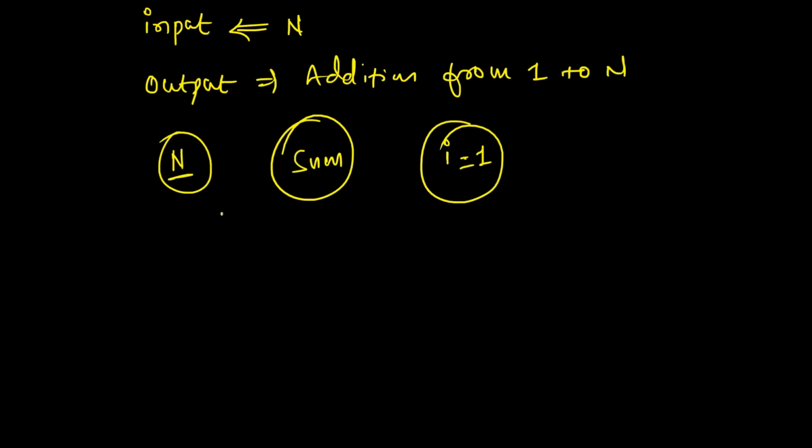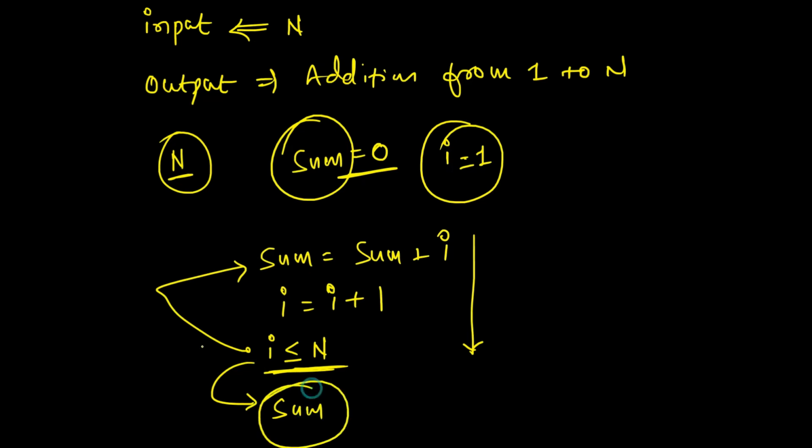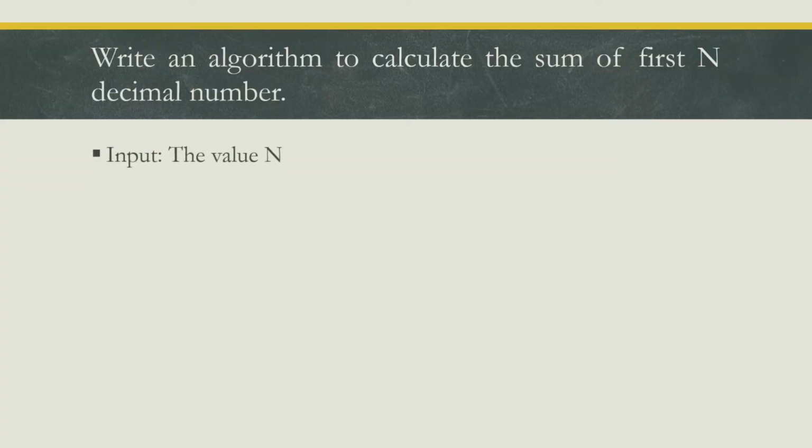Okay, so what is the logic here? First of all, we will calculate the addition. Sum is equal to sum plus I. I will initialize sum variable by 0, and then we have to increment I by 1. Then we have to check the value of I less than or equal to n or not. If this condition becomes true, then we have to perform the same step again. If this condition becomes false, then our result is in variable sum, right? So let me explain the logic.